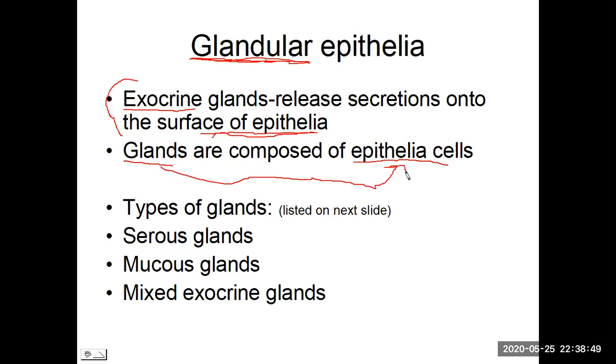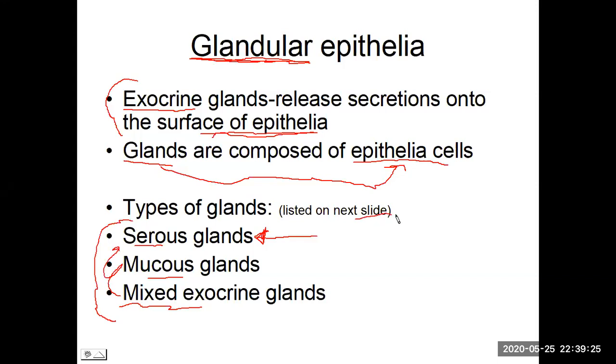It's the epithelial cells themselves that are producing the secretion for that gland, and then the secretions have to be released to the surface. So in terms of the fluids produced, there are three primary types of glands. This first one, we've used the term before, a serous membrane. Serous membranes, such as visceral and parietal membranes, contain serous glands, the source of their fluid, then mucus, and then the combination of the two is truly what's known as a mixed exocrine gland.